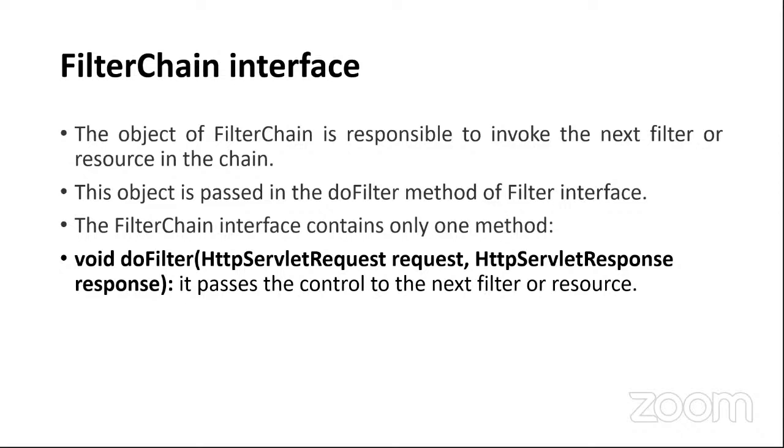FilterChain has one method specifically, and that is doFilter. What is the use of this doFilter? Basically, it is used for passing control to the next filter or next resource. So this is about your FilterChain interface. Any queries on this, guys? FilterChain.